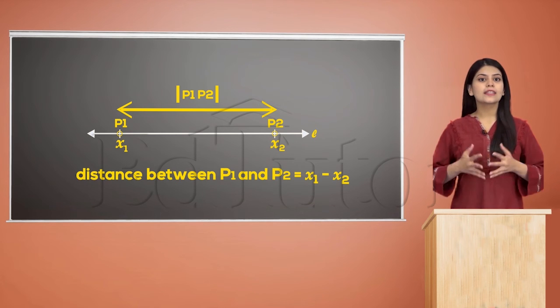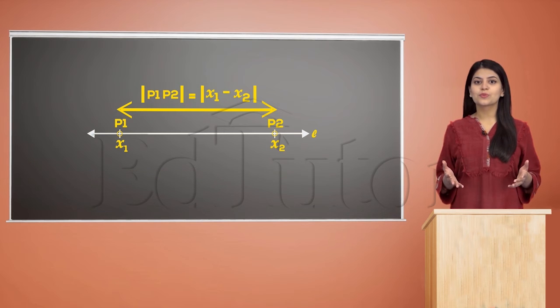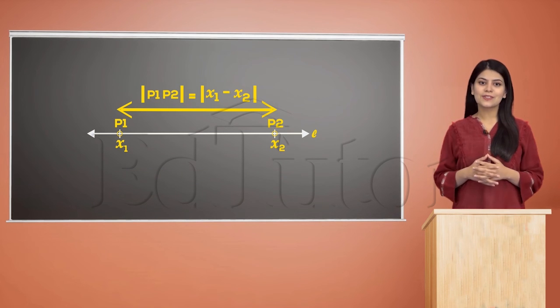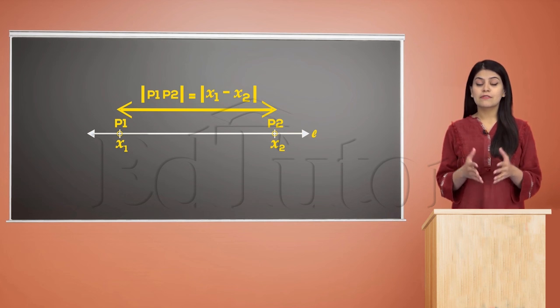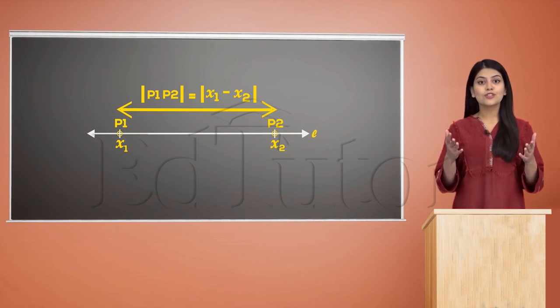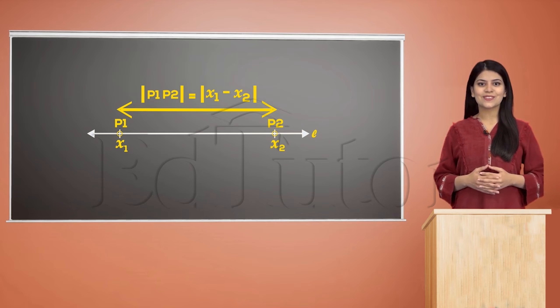First, let's call the distance P1, P2. Make sure to add the absolute symbol. Then, to get the distance between them, we will find the difference of their coordinates. That just happens to be x1 minus x2.